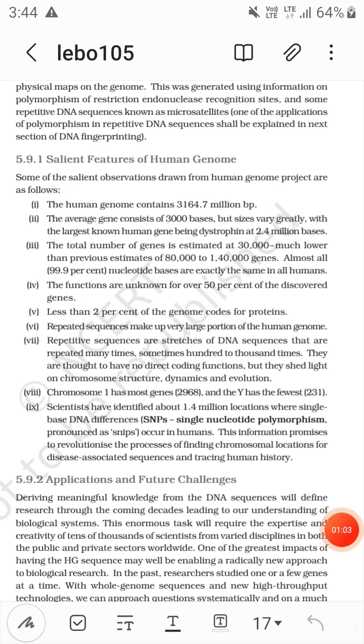Another thing, the average gene consists of 3000 bases, but sizes vary greatly, with the largest known human gene being dystrophin at 2.4 million bases.